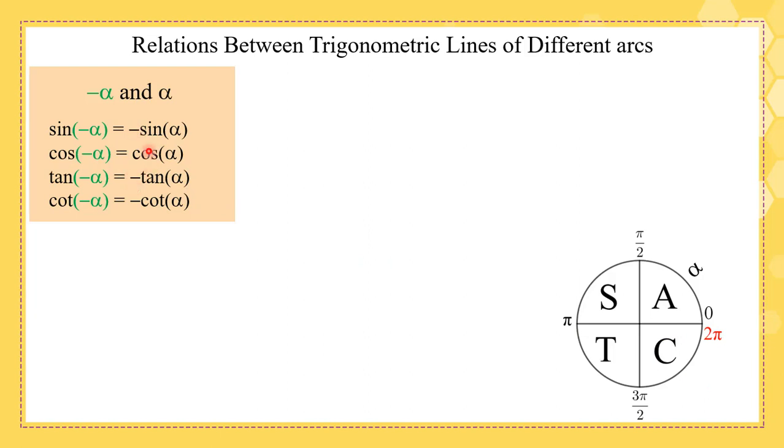Let's see the same idea for another quadrant. Now, if we want to talk about pi minus alpha, this is pi minus alpha, which is in the second quadrant.